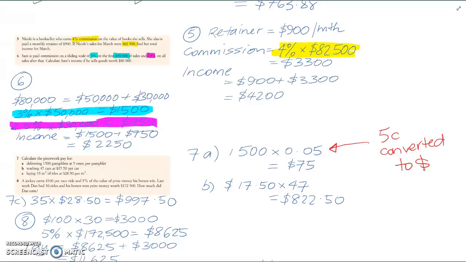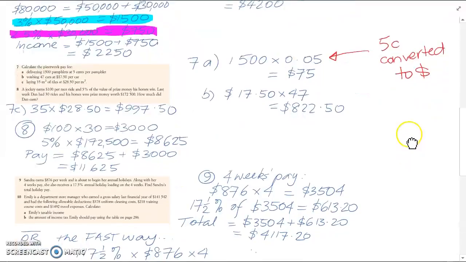C, laying 35 square meters of tiles. I wouldn't want to do that either. I'm probably getting past that kind of energy. So $28.50 per square meter. And how many square meters? 35. Multiply them. $997.50. Good.